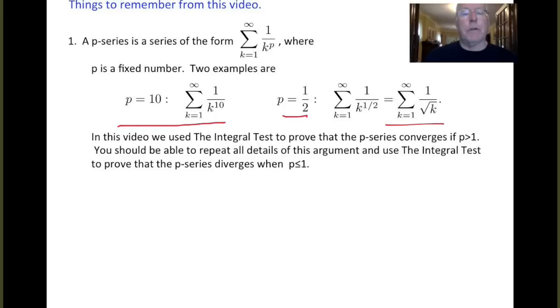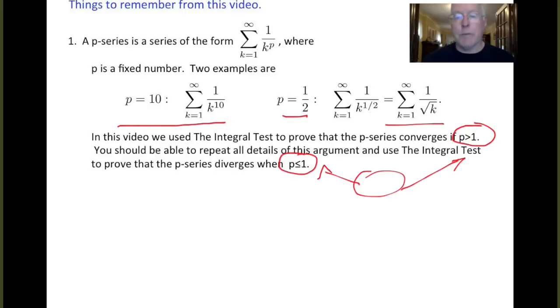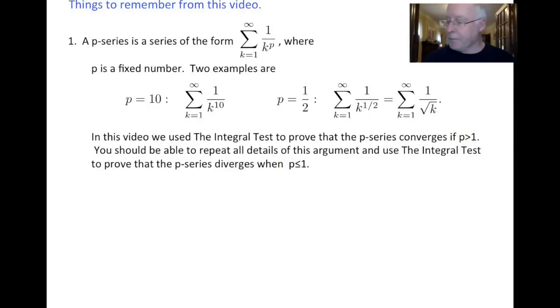And then you really just want to memorize this, I suppose, but it turns out that a p-series converges if p is bigger than 1, and it diverges to plus infinity if p is less than or equal to 1. These series are going to show up a lot, so you really want to have these facts at your fingertips to be able to use them quite quickly.